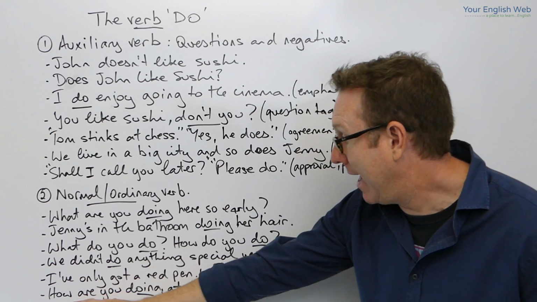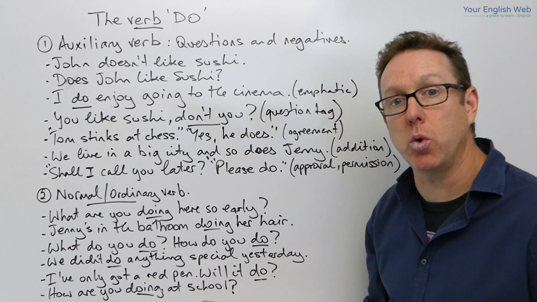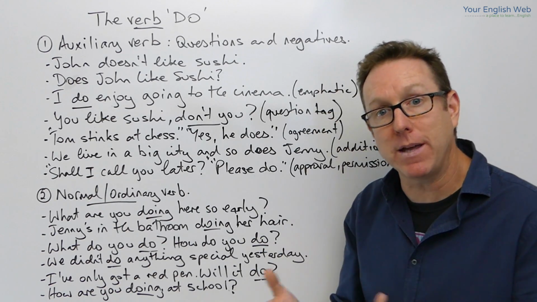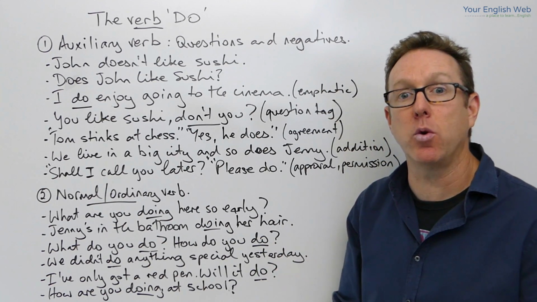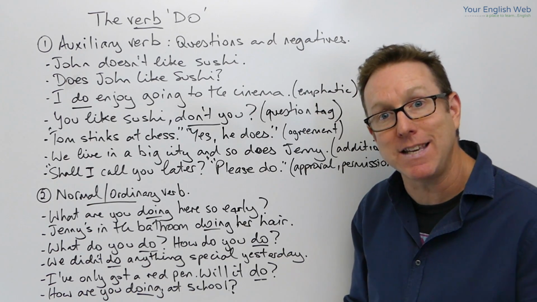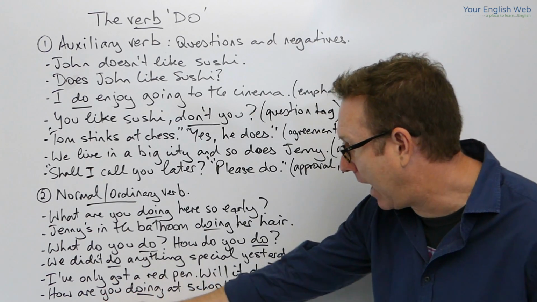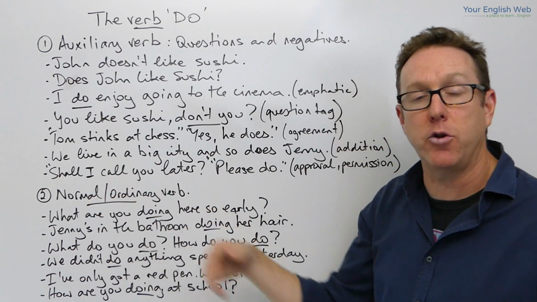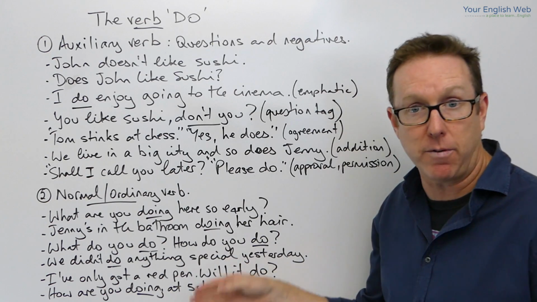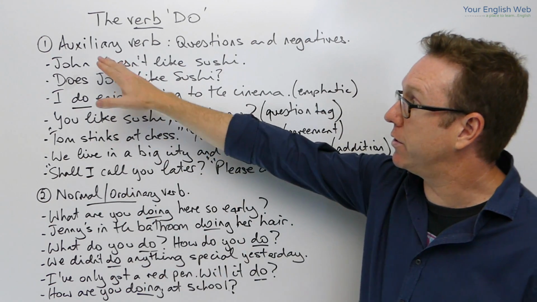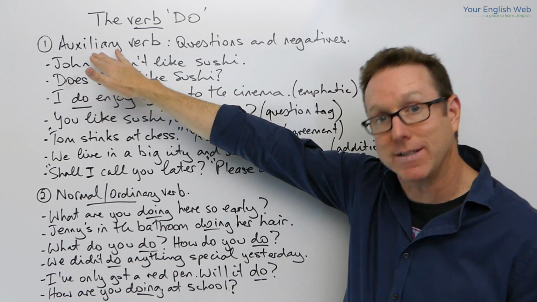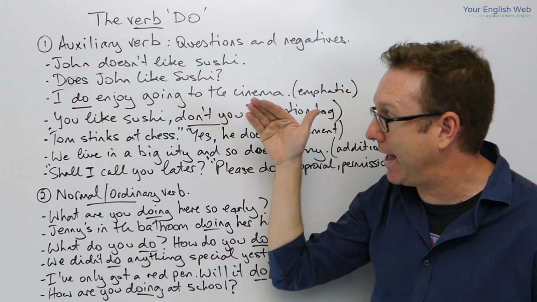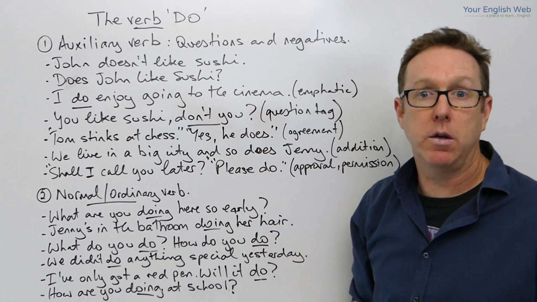And the last one, how are you doing at school? How are you doing at school? Meaning, how are you performing at school? Are your grades, are your scores good? Are you passing your exams? How are you doing at school? So the use of do as a normal or ordinary verb with different meanings sometimes, and of course the use of do as an auxiliary verb, perhaps the more common use. So auxiliary and normal use of the verb to do.